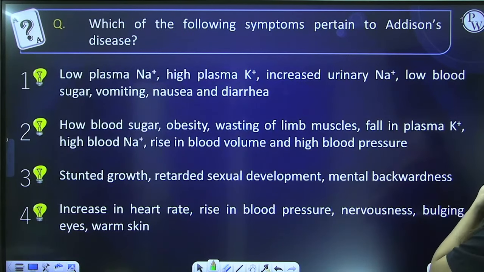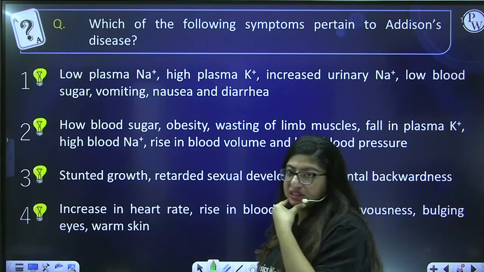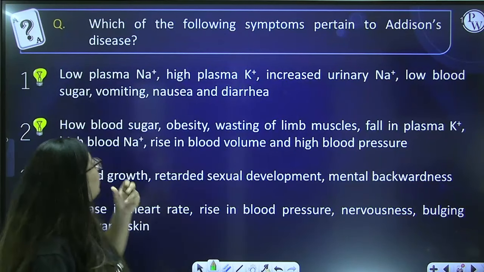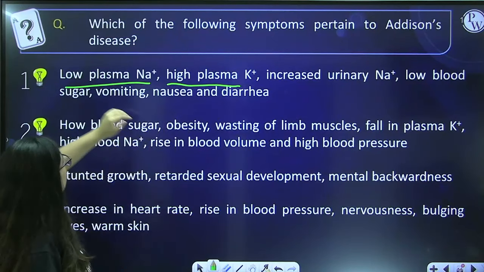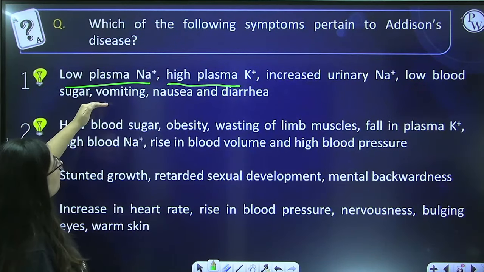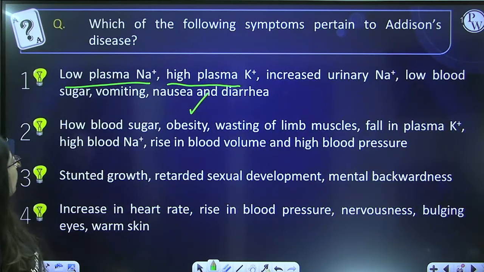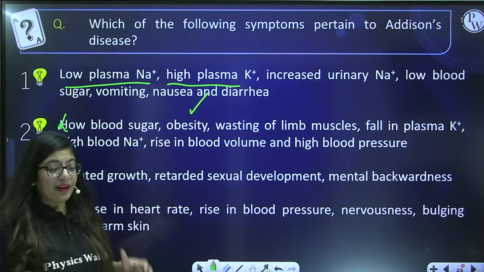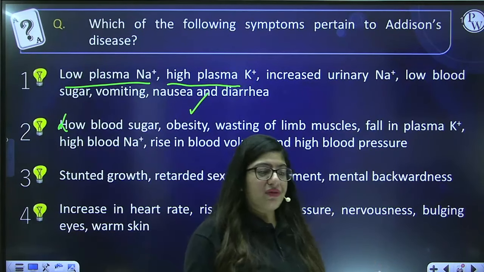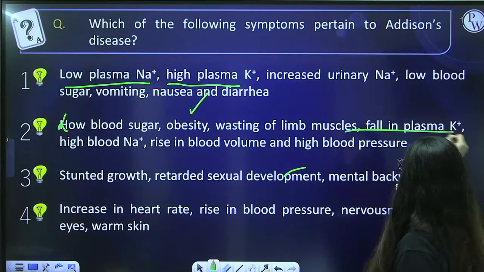Which of the following symptoms pertains to Addison disease? All right. So if someone has Addison, that means the person does not have mineralocorticoid and glucocorticoid. Low plasma sodium, high plasma potassium, increased urinary sodium, low blood sugar, vomiting, nausea and diarrhea. All these are the symptoms of Addison. Low blood sugar, obesity, wasting of limb muscle, fall in plasma K positive, no. When you do not have aldosterone, K positive will be more in plasma, whereas Na positive will go out in the urine. So this is wrong.